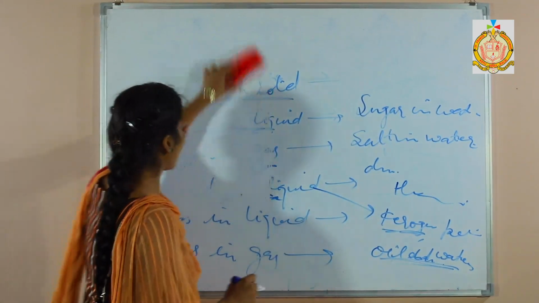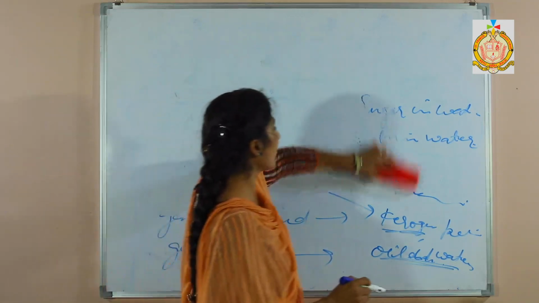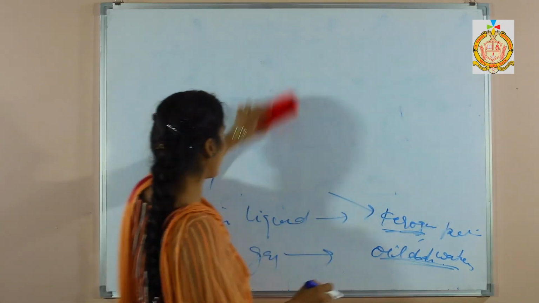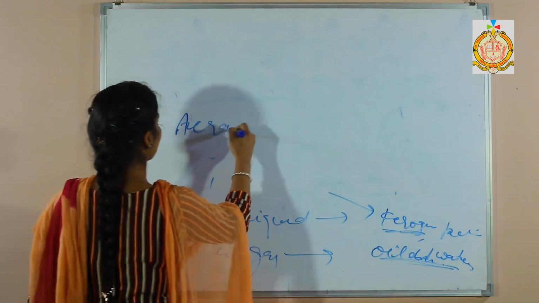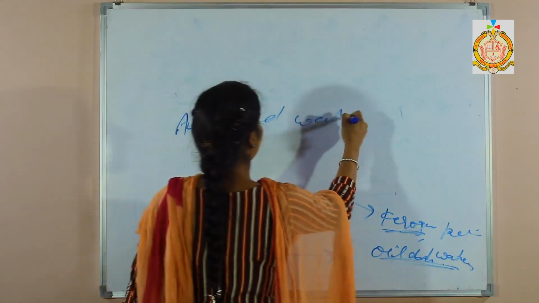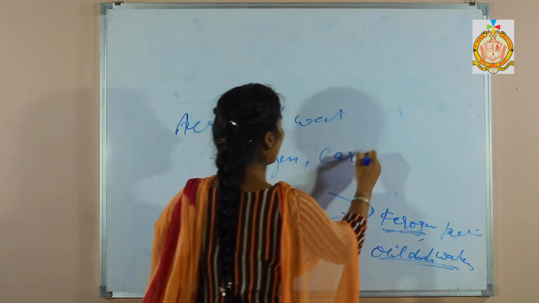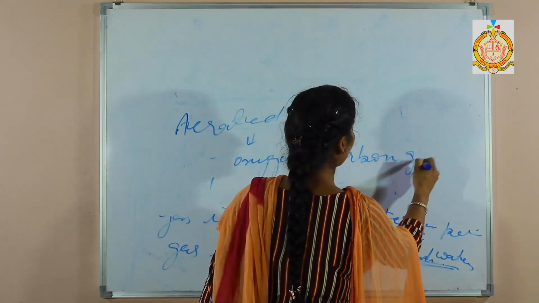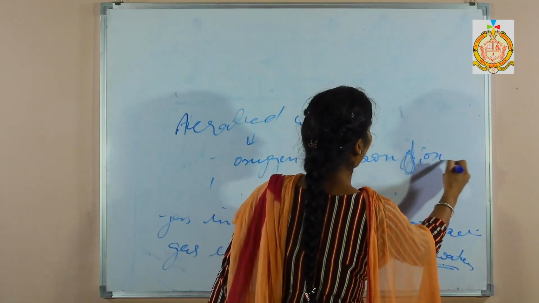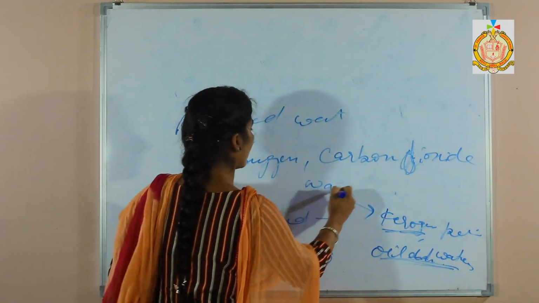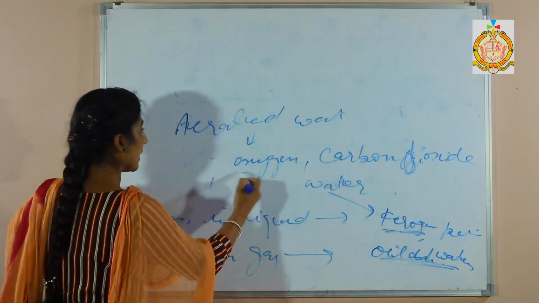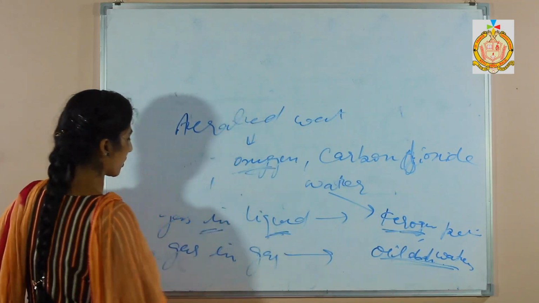The next is gas in liquid. Aerated water, because in aerated water oxygen and carbon dioxide gases are present in water. So this is the example of a gas in liquid mixture.